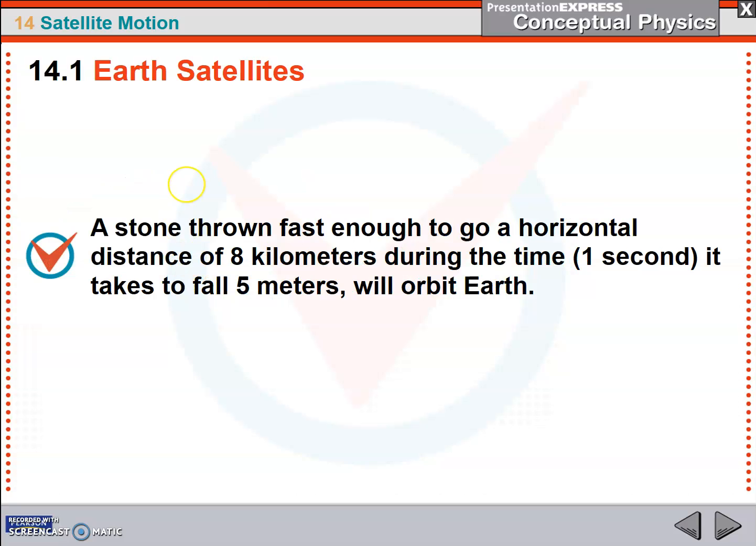Where's my arrow button? There we go. So, a stone thrown fast enough to go a horizontal distance of 8 kilometers during the time, 1 second, it takes to fall 5 meters will orbit the Earth. So if you throw it fast enough so that it goes sideways 8,000 meters, during that time it will fall 5 meters. But the trick is if you go 8 kilometers, the Earth is curved 5 meters down.